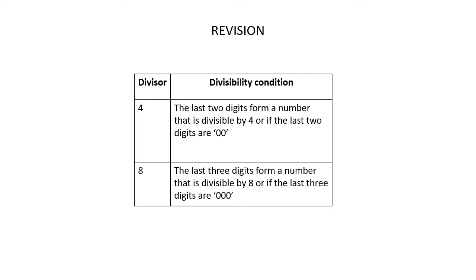The divisibility rules for 4 and 8 have a similarity. So these two are grouped together. Let's first consider the divisibility rule for 4. A number is divisible by 4 if the last two digits of the given number form a number that is divisible by 4, or if the last two digits are 0, 0. For a number to be divisible by 8, the last three digits of the given number should form a number that is divisible by 8, or the last three digits should be 000.